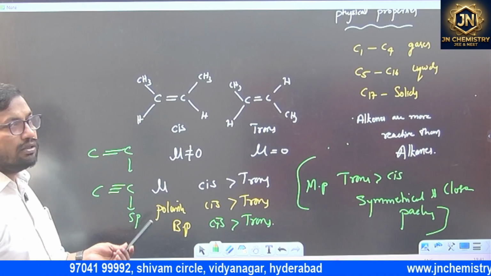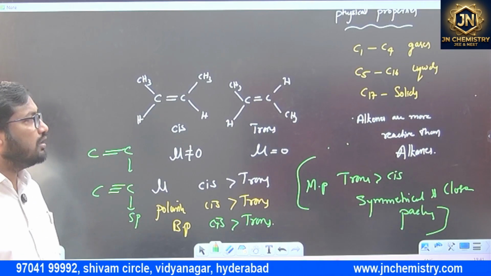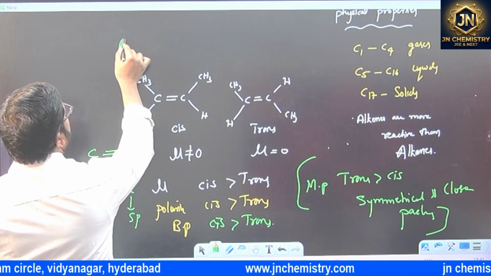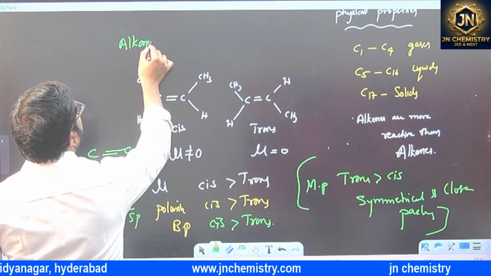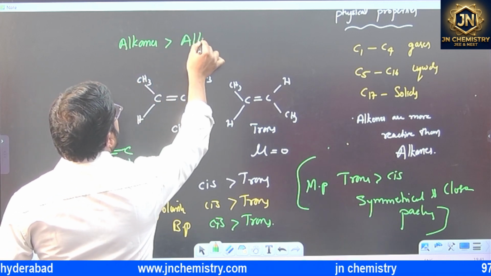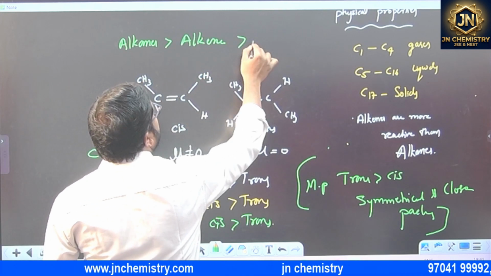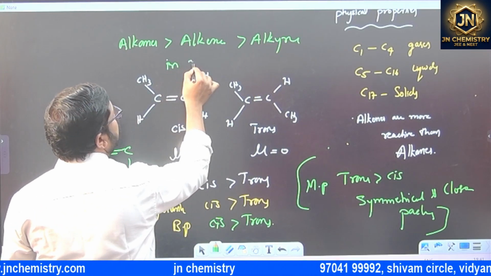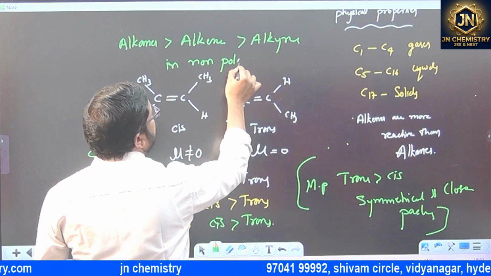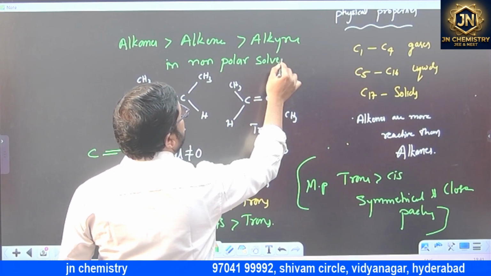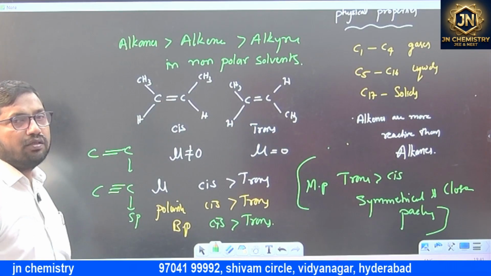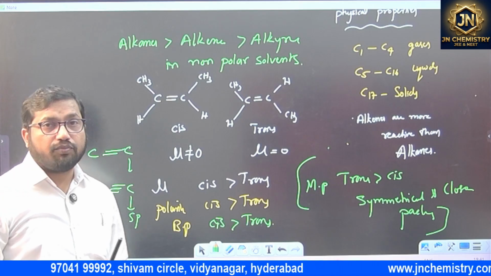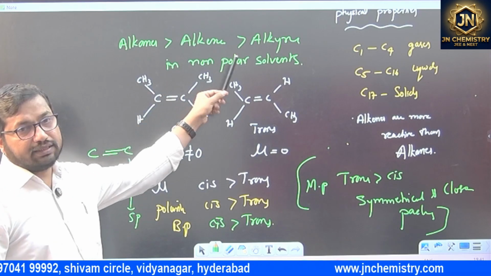So that's the reason for the order of solubilities in non-polar solvents: alkanes are more soluble than alkenes, then alkynes, in non-polar solvents. Because I told you, like dissolves like: polar compounds are soluble in polar solvents and non-polar compounds are soluble in non-polar solvents.